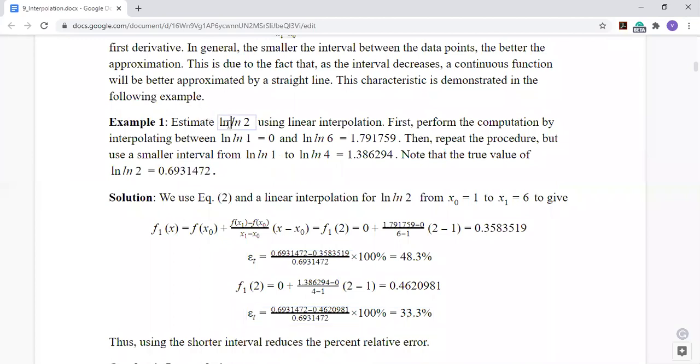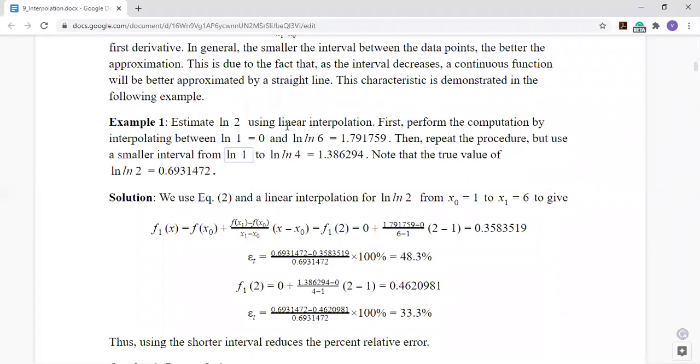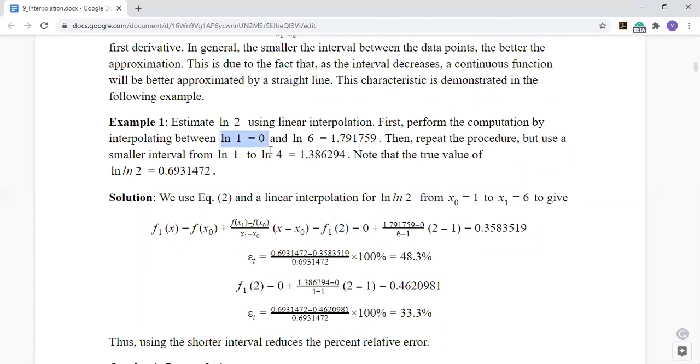So let's use an example. In this example, we are asked to estimate ln of 2 using linear interpolation. For linear interpolation, we have 2 points that are going to be given to us. You are given ln 1 as 0, and you are given ln 6 as 1.79. So this is the value of x, then the value of the function at this value of x is 0. Then the value of the function at x equal to 6 is this. So simply, x naught is equal to 1, then x1 is equal to 6.